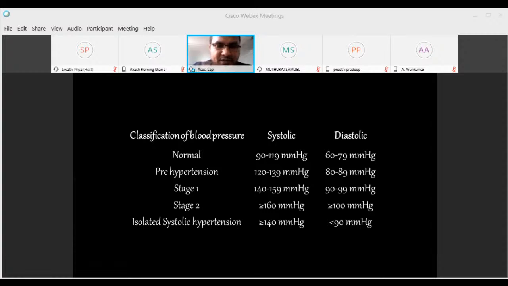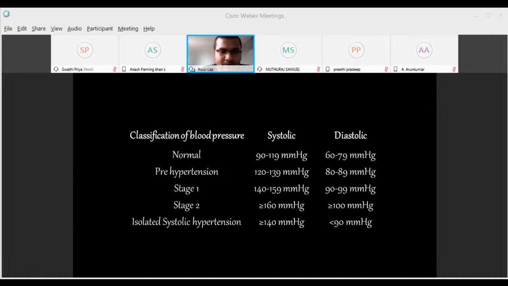Okay, that is about pre-hypertension. The reason is unknown, so it is attributed to lifestyle choices, like a lack of exercise and poor dietary habits. Stage 1 hypertension is a systolic pressure ranging from 140 to 159, and diastolic ranges from 90 to 99. And in stage 2, it is more severe hypertension: systolic greater than or equal to 160, and diastolic more than or equal to 100 millimeter mercury.